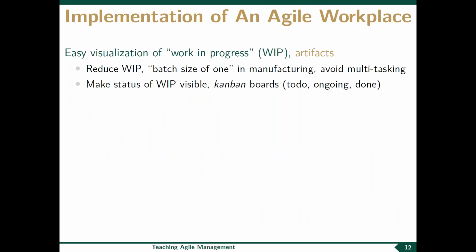So if we look at the implementations, one aspect of Agile that is often very visual is the visualization of work in progress. Work in progress is something that has been recognized since the 70s as something that in manufacturing we want to avoid. We want to avoid a large amount of work in progress. We want to have things that are done, or focus on one thing at a time, and avoid multitasking. To make that visible, Agile uses these Kanban boards.